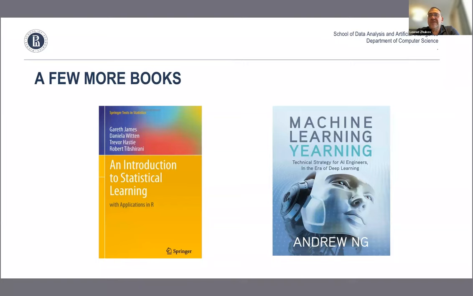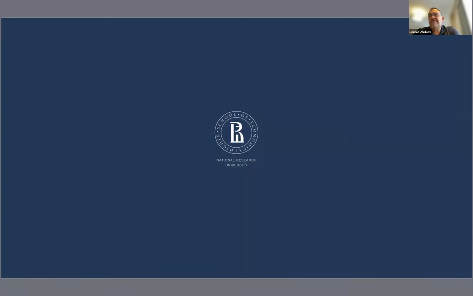There are a couple of books I would recommend if you have time to read. The Introduction to Statistical Learning, though it has applications in R, is actually a pretty good book. So you don't need to know R or look into the R code, but it's a short yet quite in-depth book. And there is Machine Learning Yearning by Andrew Ng, also a good introduction into overall machine learning tasks. So with that, we are done for today.